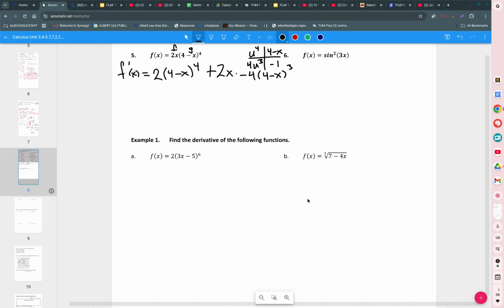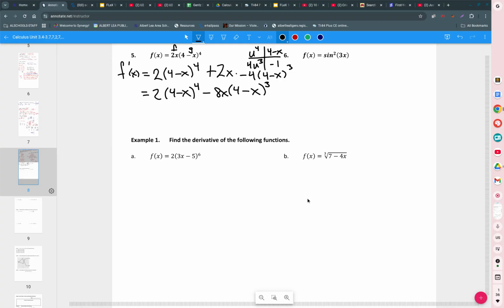Now, in the last unit, I didn't ask you guys to simplify these difficult algebraic expressions. In this situation, anytime you're asked to use the product rule in conjunction with the chain rule, you have to simplify it. I'll show you how it works out. 2 times 4 minus x to the fourth power. This is going to end up being a minus 8x times 4 minus x to the third power.